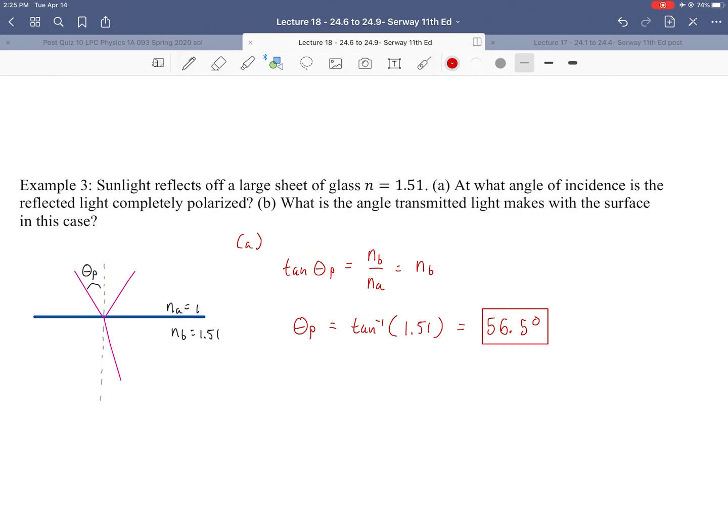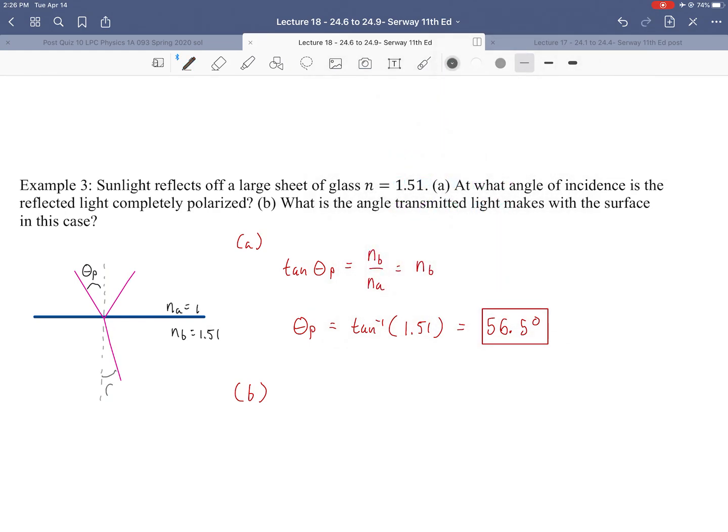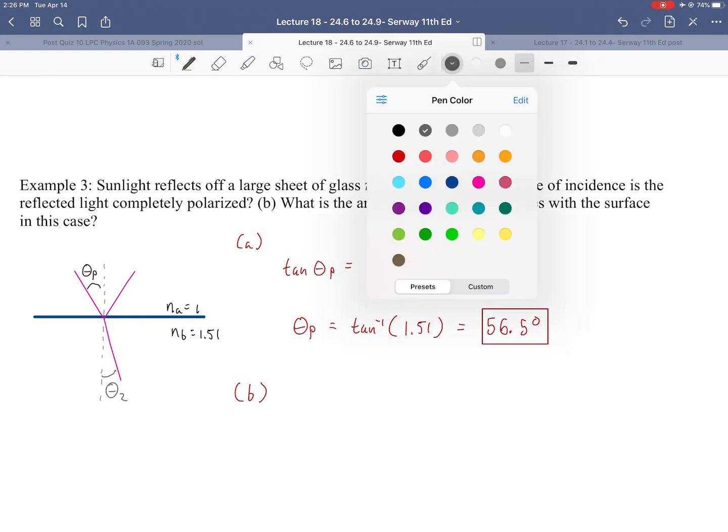You get full polarization. All right, and then the question follows up and says, okay, well, what's the refracted, what's the transmitted? This transmitted would be the refracted. And so for that we can just use Snell's law. I'm just going to find this angle that corresponds. I'll label that as theta 2. That's this angle here.